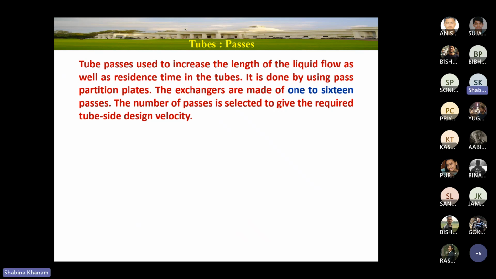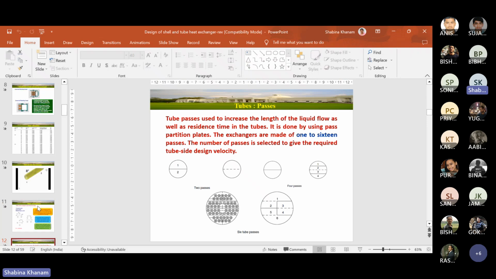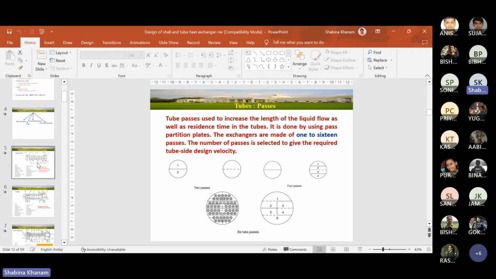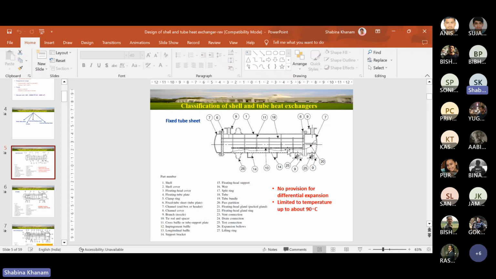I'll show you that. I'll show you the right image. Okay, I hope you are able to see this slide, the fixed tube sheet, which we have discussed in the last class.